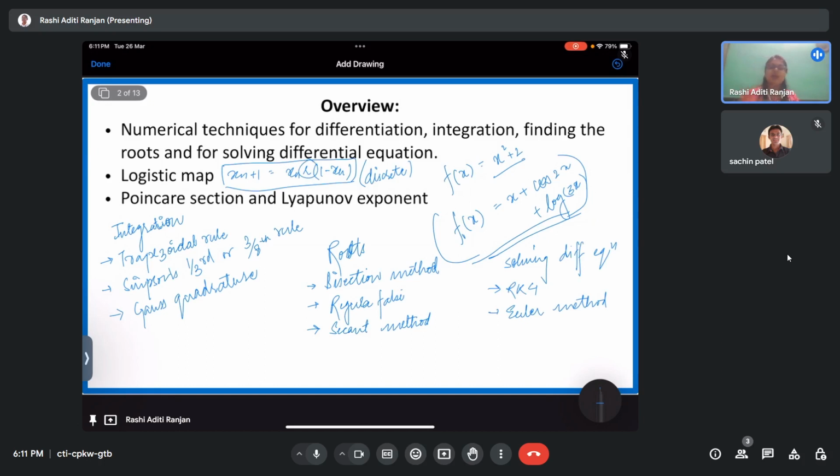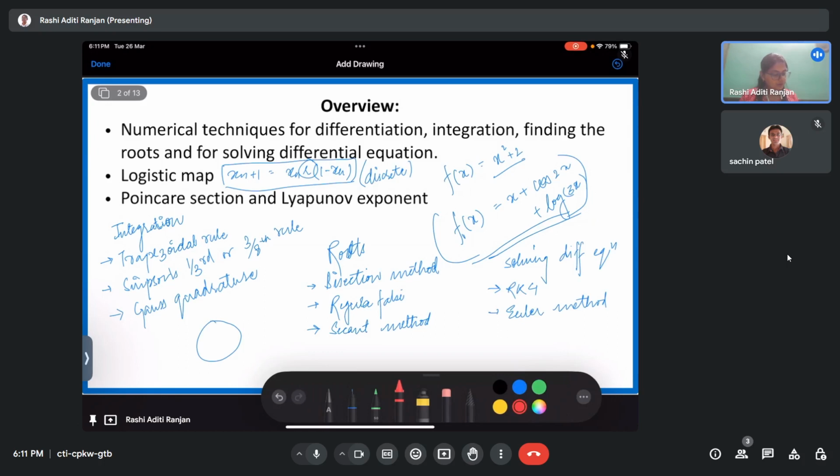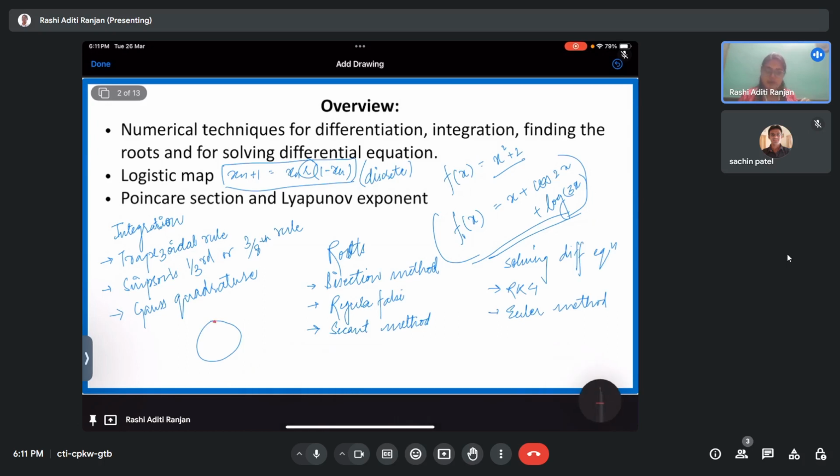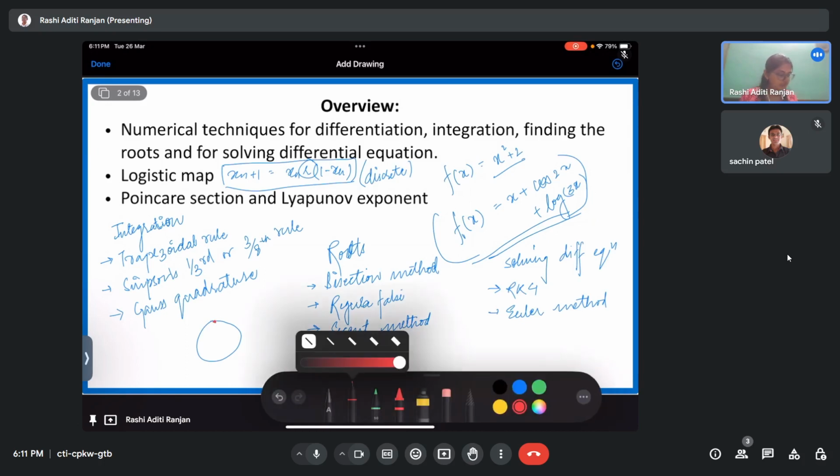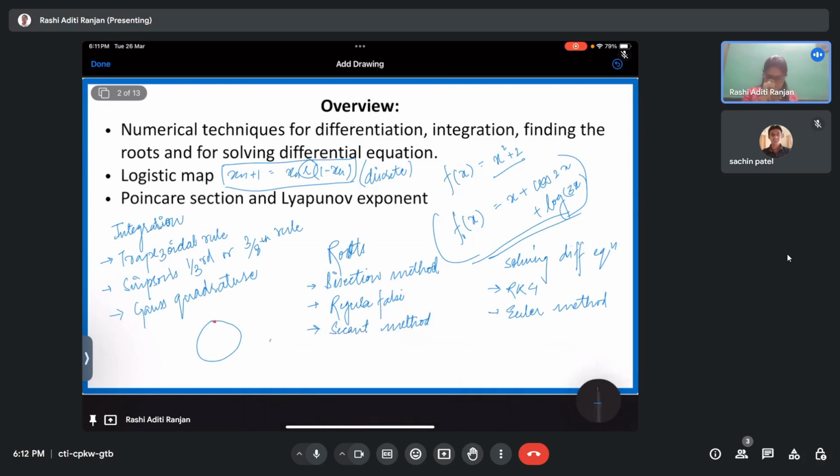Then after that, Poincare section and Lyapunov exponent were also discussed, wherein the Poincare section was used in order to reduce the dimension of the system. For example, if I have a periodic response, then the Poincare section would be, if you remember, a point. This will be my Poincare section. While if I have two cycles, then it can have 2 points. I have discussed it in the previous week's lecture as well, so I'll not go that deep.